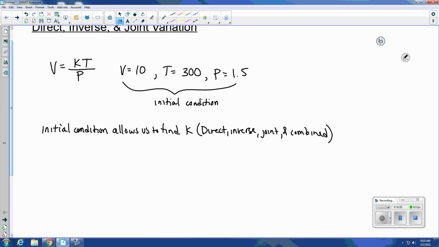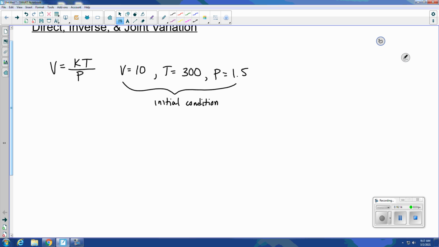So I know we're only doing this one example, but it combines both the direct and inverse, so we can kill two birds with one stone here. But just know there's going to be an initial condition given. That's how you find k, because they're not going to give you k. So now that we know that, let's find k. So we'll say 10 equals k times 300 over 1.5. If we multiply both sides by 1.5, we'll get 15 equals k times 300. Then if we divide by 300, we will get 0.05 for k.